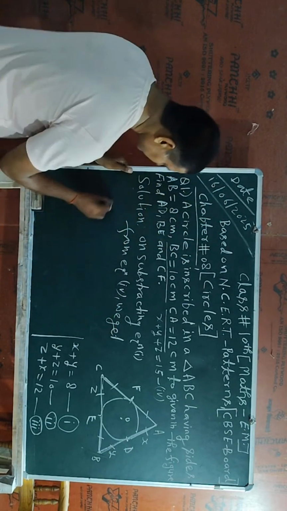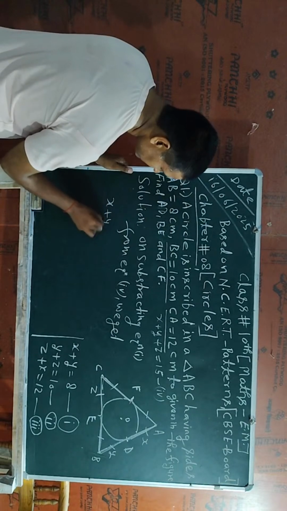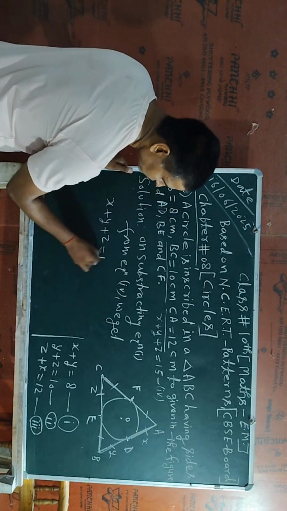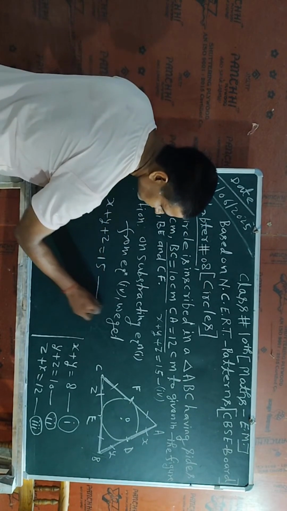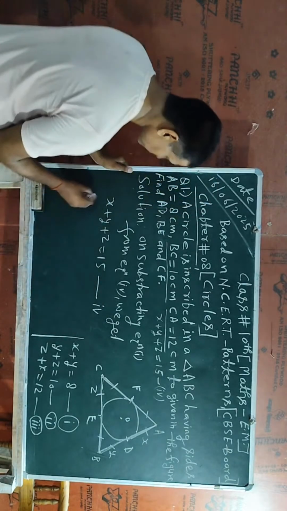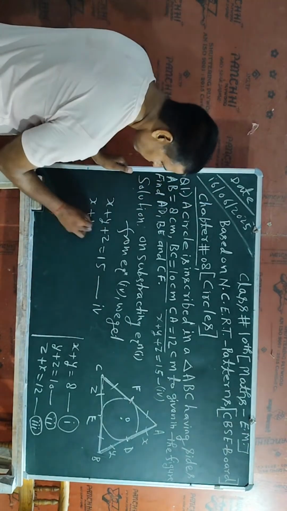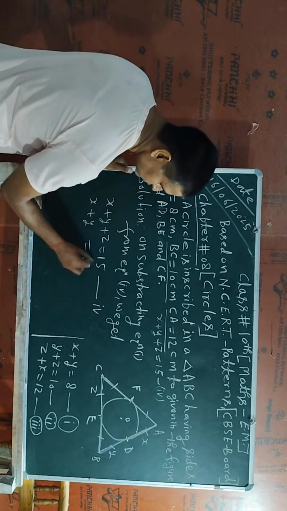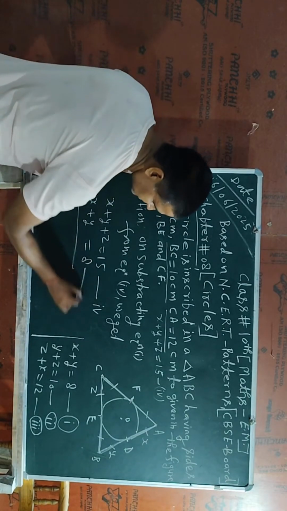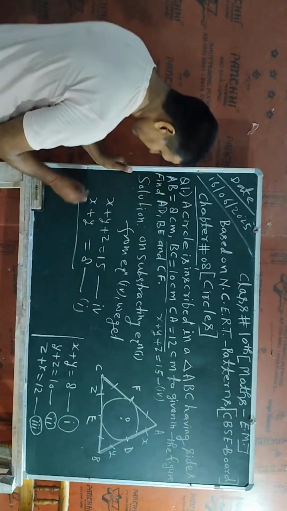So here I will write equation number 2, x plus y plus z equals 15, and that is given as equation number 4. Equation number 1, I will write here: x plus y equals 8. Now I will subtract everything in equation number 1.